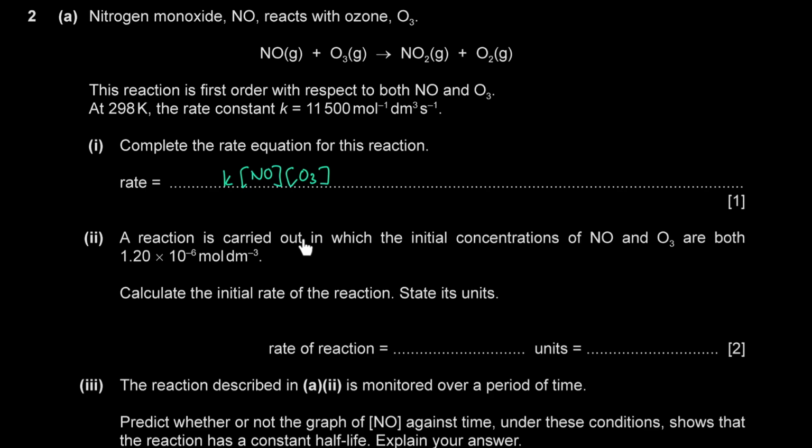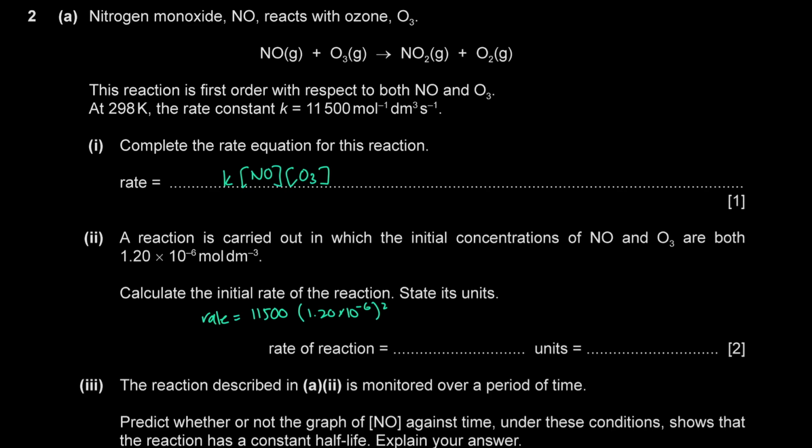A reaction is carried out in which the initial concentrations of nitrogen monoxide and ozone are both 1.2 times 10 to the power of negative 6 mole per dm cube. Calculate the initial rate of this reaction, and state its units. We're assuming that this reaction is taking place at 298 Kelvin. So rate is equal to 11,500, that's the rate constant at 298 Kelvin, and the concentrations of nitrogen monoxide and ozone are both 1.2 times 10 to the power minus 6. So we have 1.20 into 10 to the power minus 6 squared.